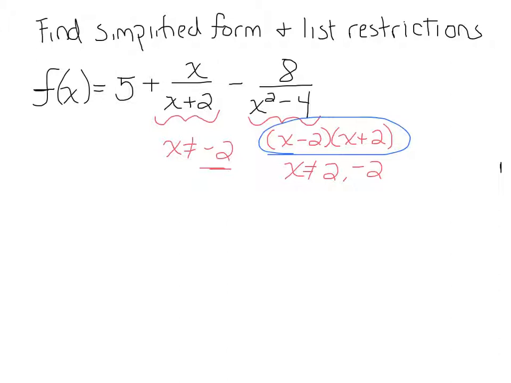So let's look at this. 5 can be written as 5 over 1. So if we were to compare the denominator with the common denominator, what's missing? Well, everything. So we're going to have to multiply both the numerator and the denominator by x minus 2 times x plus 2.